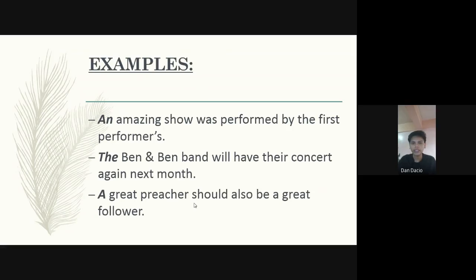So let's try to use it in the sentence. Examples. An amazing show was performed by the first performers. So the determiner used in the first sentence is an. Next is the Ben and Ben Band will have their concert again next month. So the determiner used in the second sentence is the. Okay, next is a great preacher should also be a great follower. So the determiner or the article used in the third sentence is a.